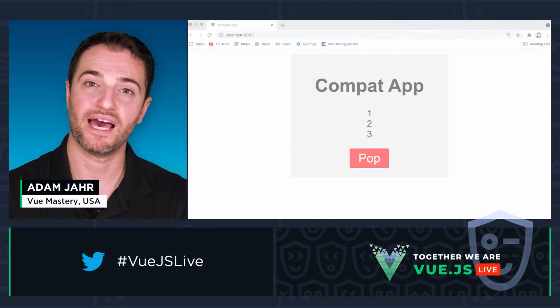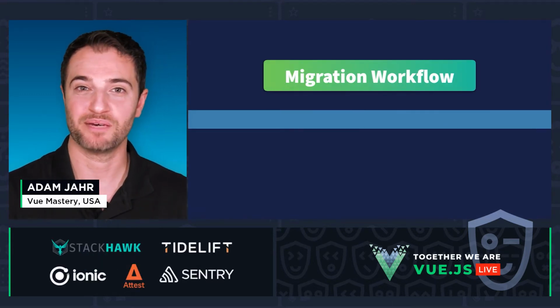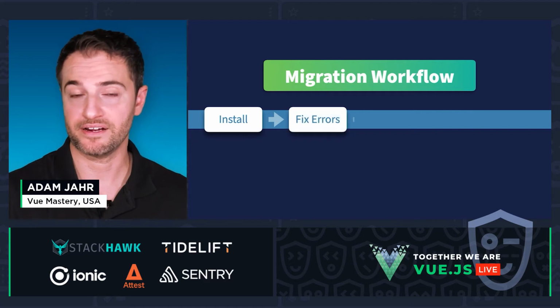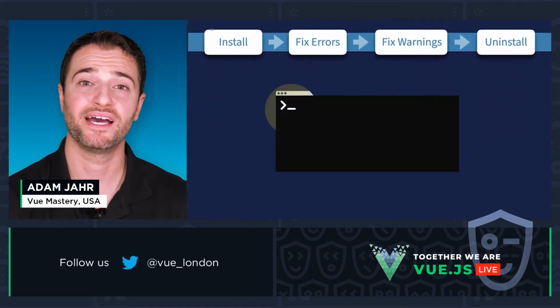Alright, so now that we've seen the app that we're upgrading, what does the migration workflow look like? It's basically a 4-step process. You install it, fix the errors, fix the warnings, then uninstall it. So let's go ahead and install it.